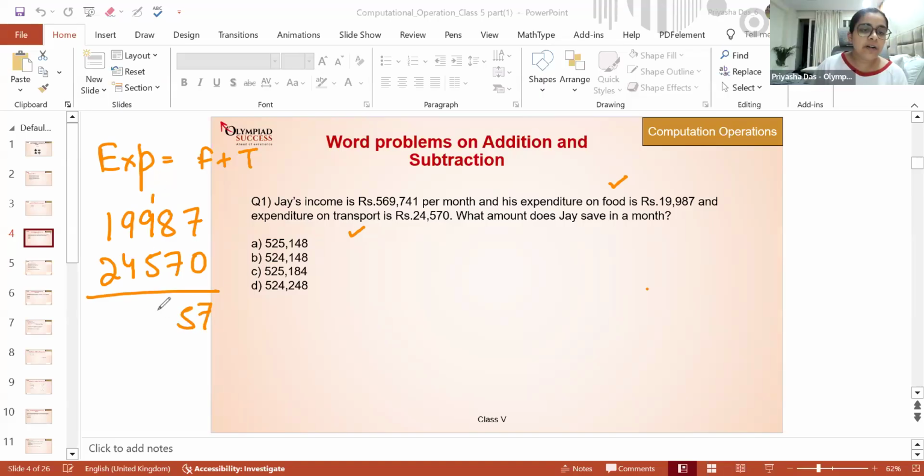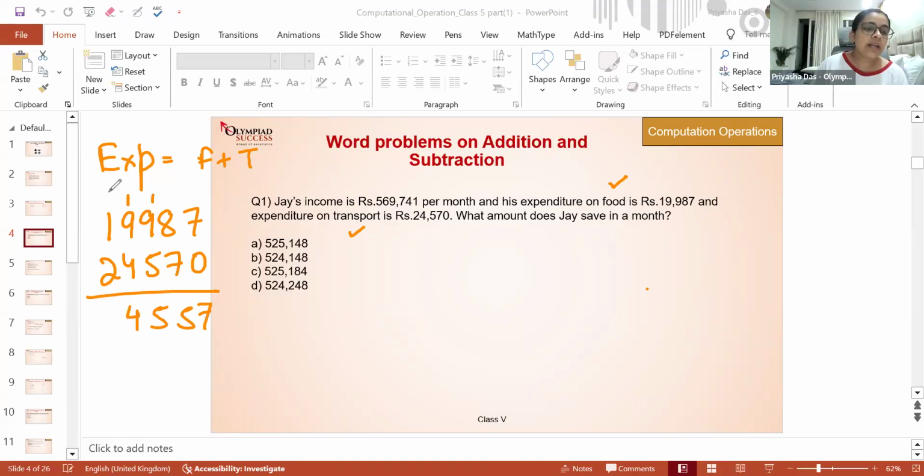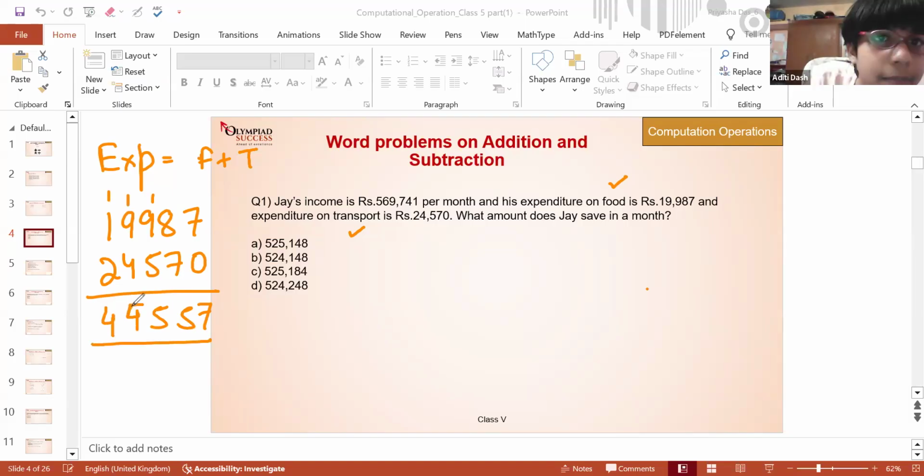7, 15, carry 1, 5, 1, 10, 4, 14, carry 1, 4. This is the answer? Yes, ma'am. 45,000 or 44,000.